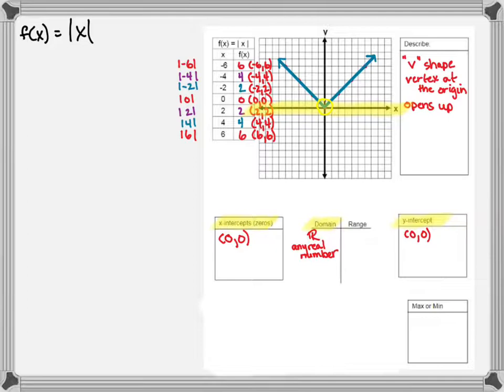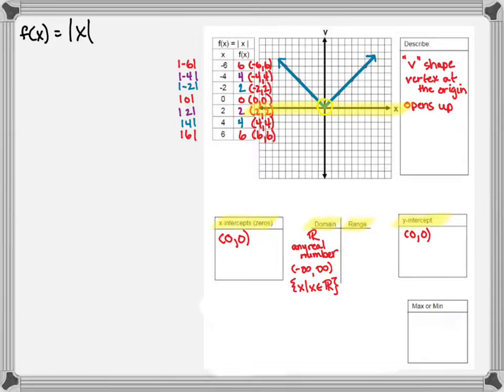I could write this in interval notation. That would look like this. So I have curved parentheses, negative infinity, comma, positive infinity. And I could write this in set notation. That would look like this. The set of all x's such that x is an element of the real numbers.